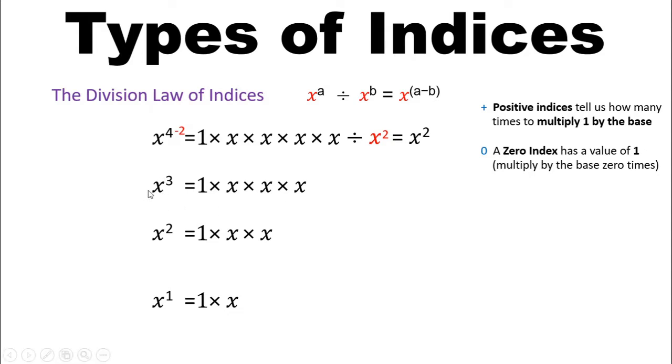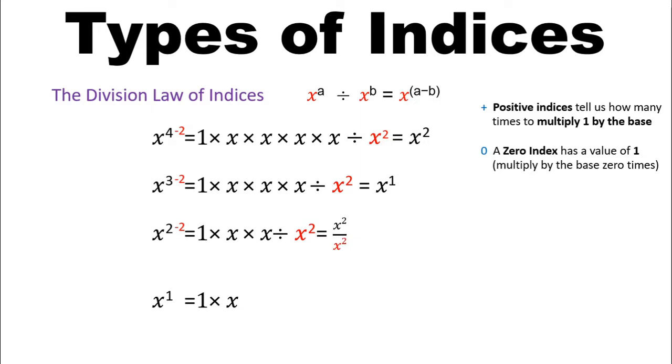If I do the same thing to x cubed, I subtract 2 from the index here. That means dividing by x squared. And I've got 1 times 3 x's divided by x squared. 3 minus 2 gives me 1, or simply x. And I'll continue down to the next one, x squared.